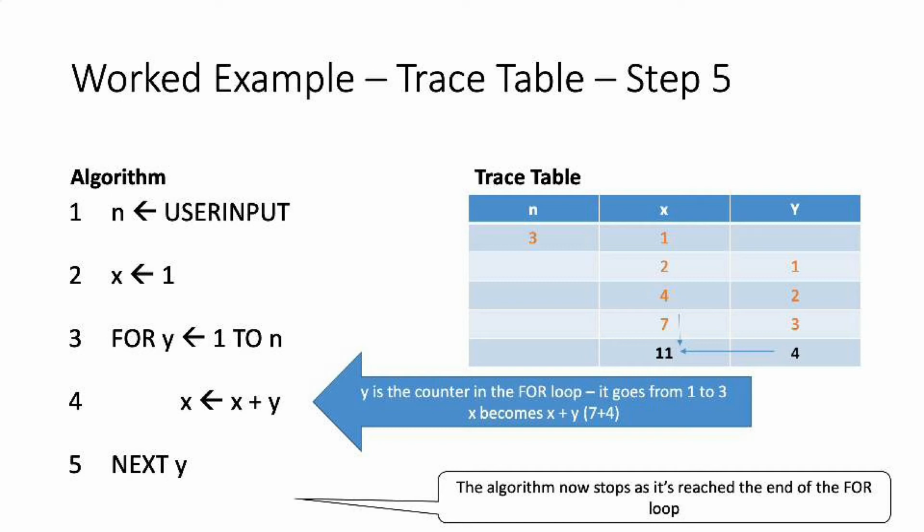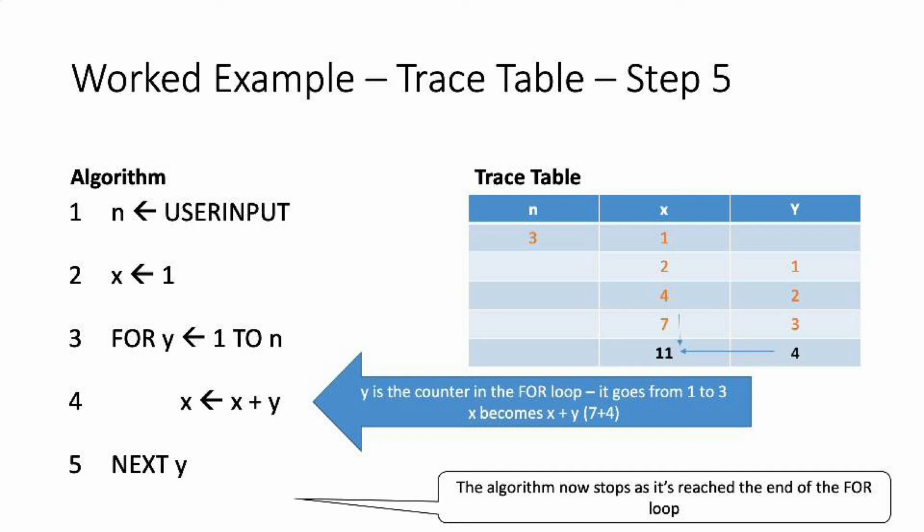And here's our final step. So y now becomes 4. Well, that's actually the end of the loop. So for y equals 1 to 4, this is the last time through. It's now going to do x becomes x plus y. Well, x is 7, y is 4, so x becomes 11.